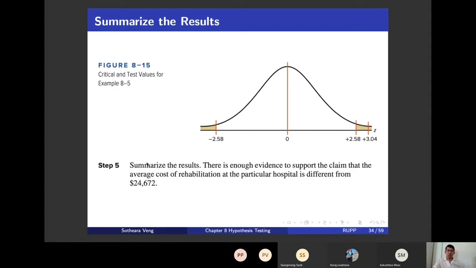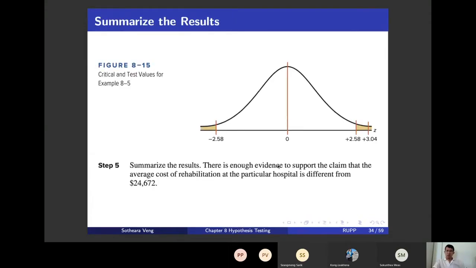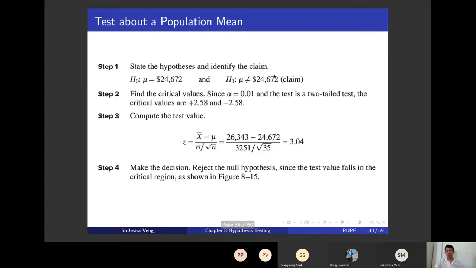Okay. So how to summarize? There is enough evidence to support the claim. You reject the null hypothesis, which means you support the claim. The claim is the alternative hypothesis, and once you reject the null, it means you support the claim, right? So there is enough evidence to support the claim that the average cost of rehabilitation at a particular hospital is different from this value. I mean that we support this.